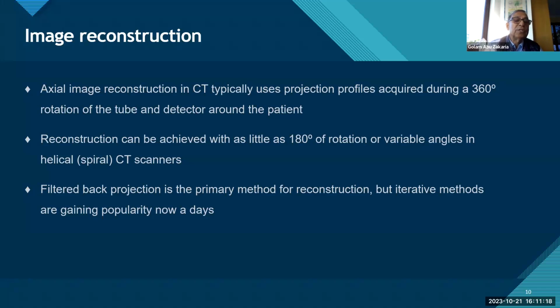Every medical physicist knows filtered back projection is the primary method of reconstruction, but now iterative methods are increasing in popularity. So in the new generation of CTs, you can also find the iterative method. And I have also read and seen that artificial intelligence can be applied to get exact CT images.